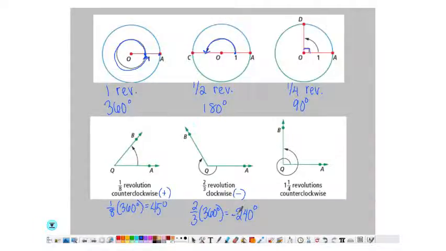And then here we are going counterclockwise, so positive direction. We can see that we go one whole loop around the circle to get here. So that's just 360 degrees, and then it says a 1/4 more, so that's a 90-degree angle. To get our total, we might want to change this to an improper fraction, so that would be 5/4. So we would do 5/4 times 360, which would give us 450 degrees, and it's a positive rotation, so we leave it as positive.